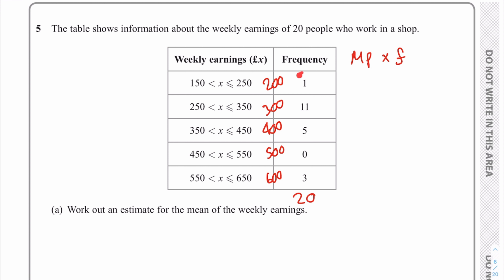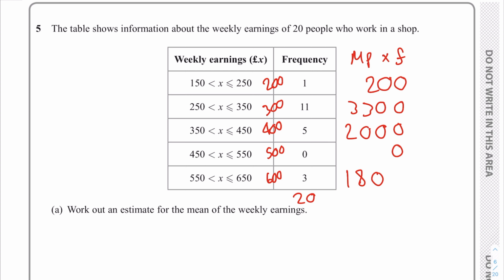We're simply just going to multiply 1 by 200, giving us 200. And then 300 times 11, that's 3,300. 5 times 400 is 2,000. 500 times 0 is just 0. And then 600 times 3 is 1,800. Now keep in mind, I'm keeping everything in the same column so that we can add it, especially since this is a non-calculator paper. And now we just need to add all of this up.